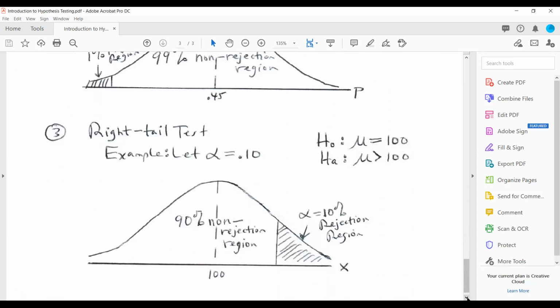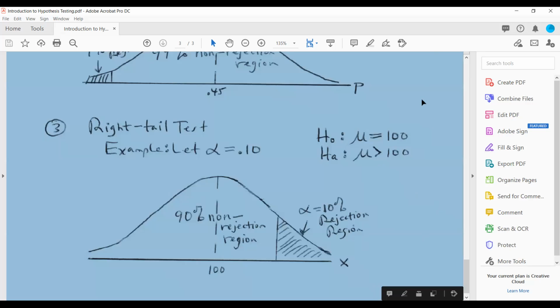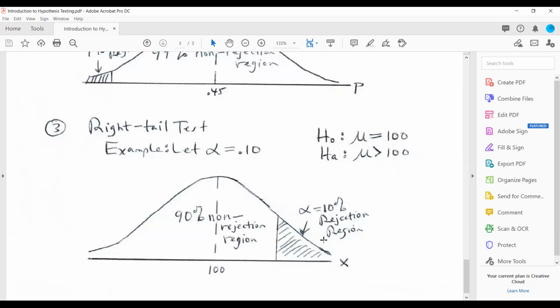And we have the right tail test. So the wording of the problem says that the alternative hypothesis is greater than, as opposed to less than or not equal to. It's greater than. So we know because it's a greater than problem that we're going to use a right tail test. We take our level of significance and we put that entire area into the right tail. We make that the rejection region, and everything to the left of that will be the non-rejection region.